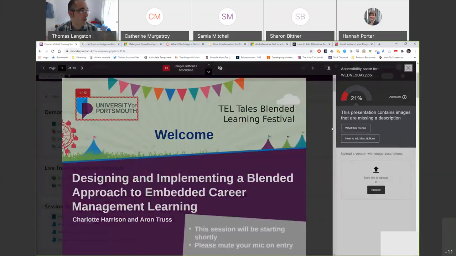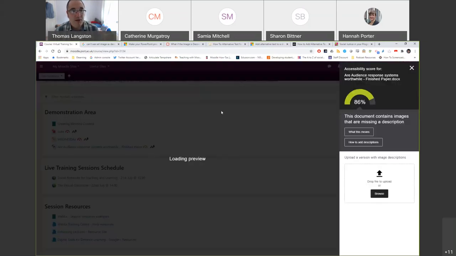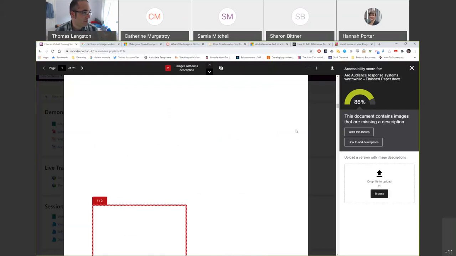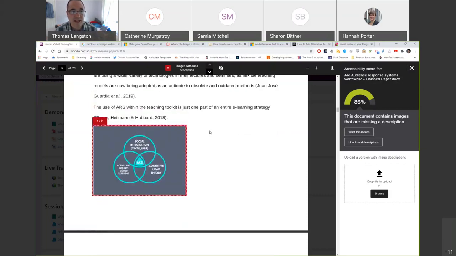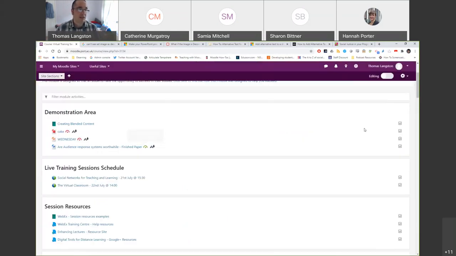Now, you'll notice here that this document has a green bar. So it's 86% accessible. So it could be better. There are bits missing. And when I was writing this, I did... Oh, there we go. It's got to the bottom. There we are. So that needs an image description. I thought I put it on, but obviously I hadn't saved it. So there are a few bits that it is missing, and I could go back and make it more accessible.